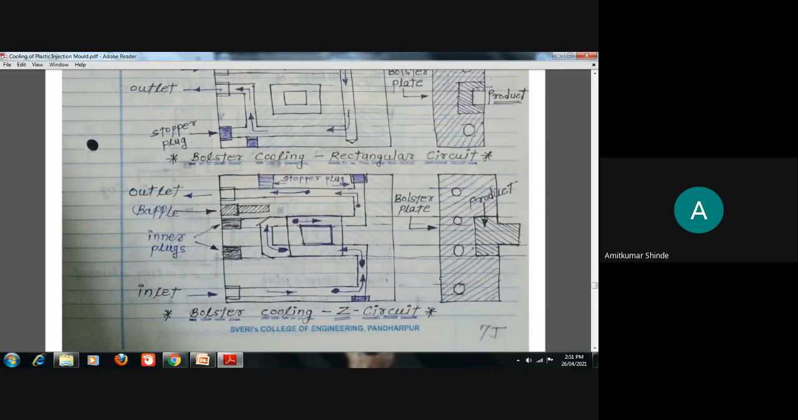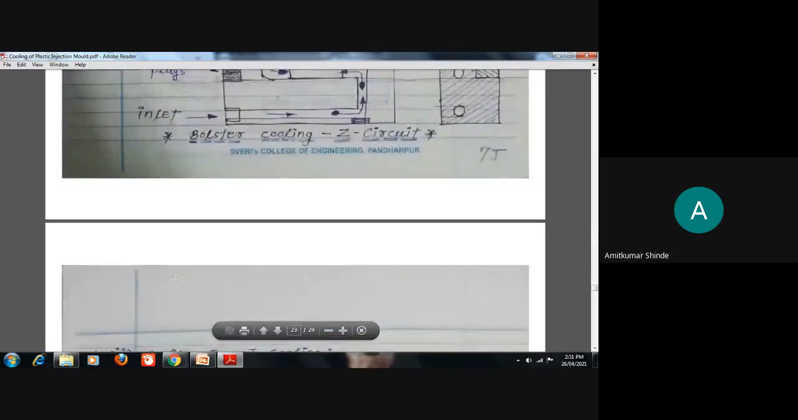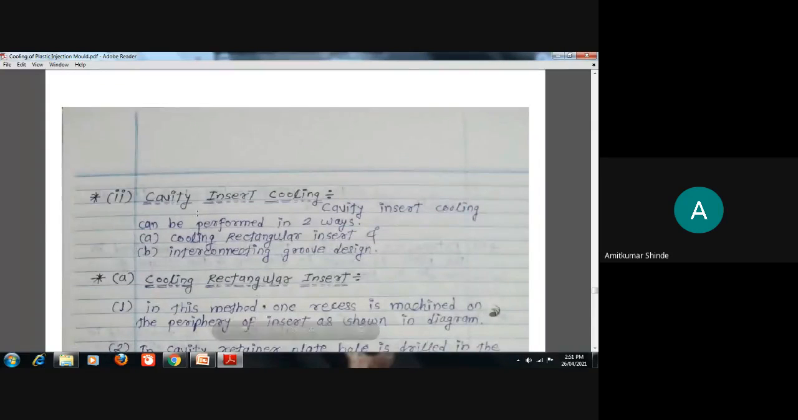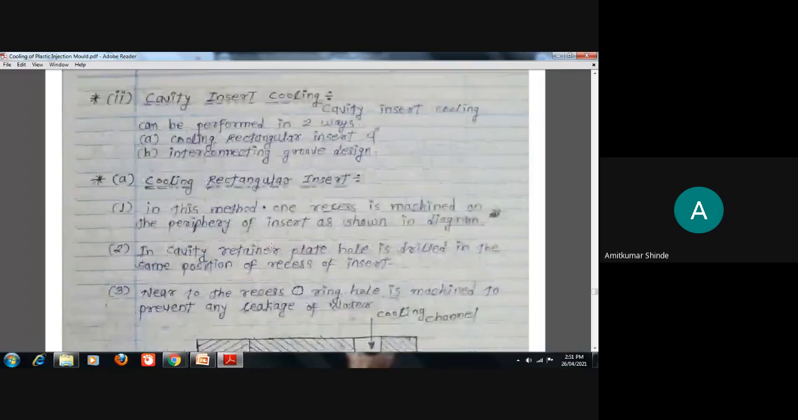And then the next type is the cavity insert cooling. These are the types of insert cooling: bolster cooling or supporting plate type cooling, cavity insert cooling and core insert cooling. In cavity insert cooling, two types are there: cavity insert rectangular cooling and interconnecting groove cooling.